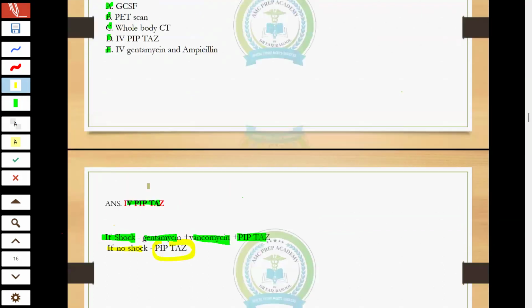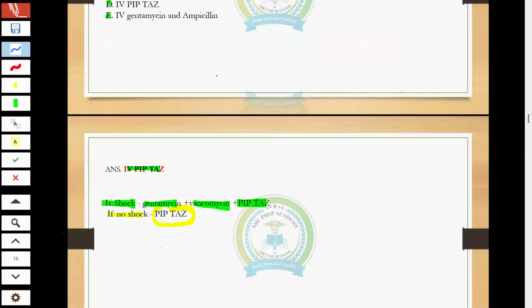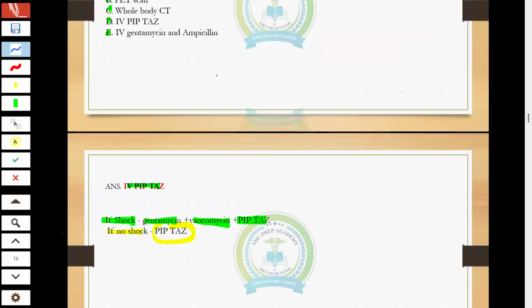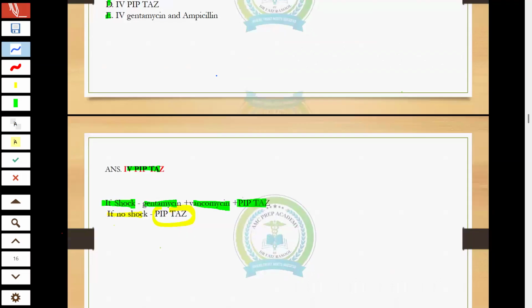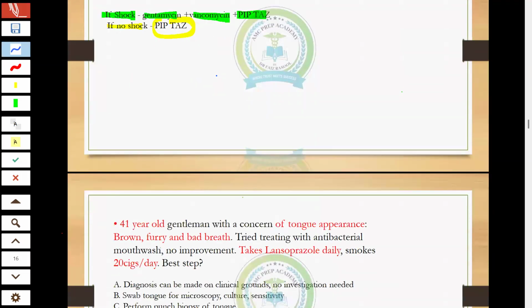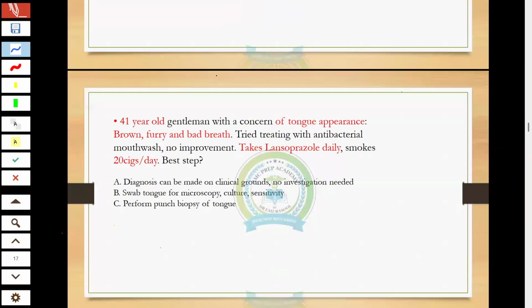Because our patient is hemodynamically stable, stable is important, that's why we will go with IV piptaz. And if the patient is having shock, not hemodynamically stable, BP less than 90, we will go with gentamicin, vanco, and IV piptaz. Three drugs combination. Okay. Move to next.